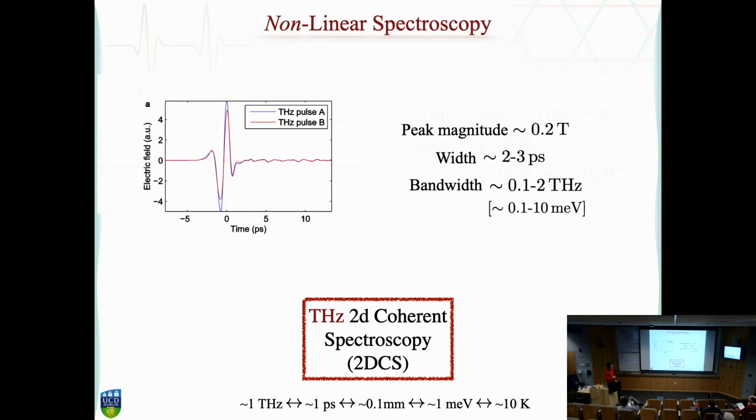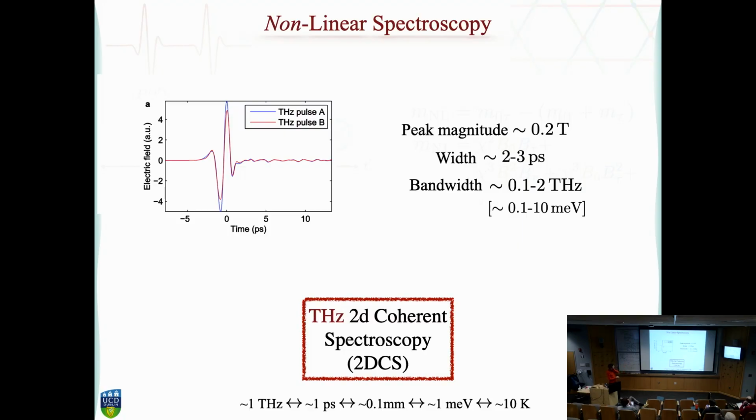And here's a trace. This is the electric field trace of actual pulses used in one of the experiments I'll show in a second. These are terahertz pulses. You can see the width of these pulses is a couple of picoseconds, so this is quite sharp in time. The peak magnitude in terms of magnetic field is about 0.1 to 0.2 Tesla. And the bandwidth in frequency is a couple of terahertz, so it covers maybe up to 10 meV. Again, this is the typical energy range of a lot of magnetic excitations.